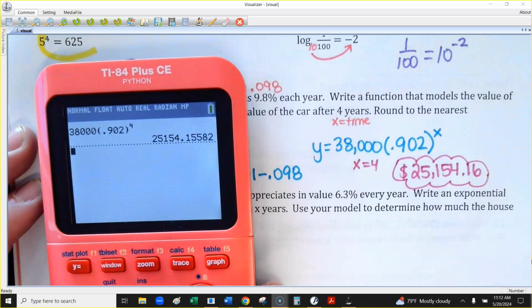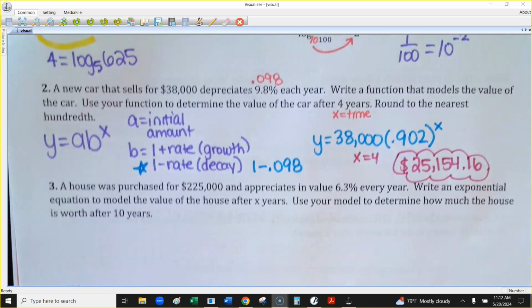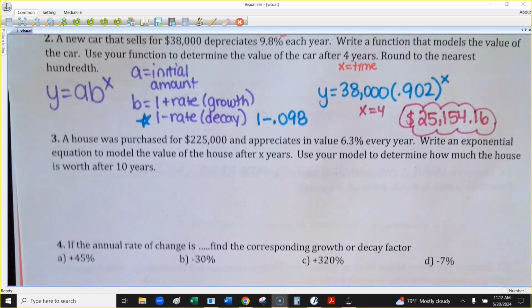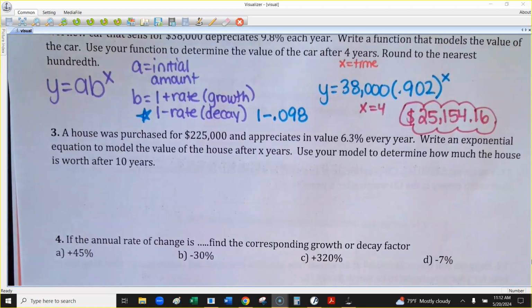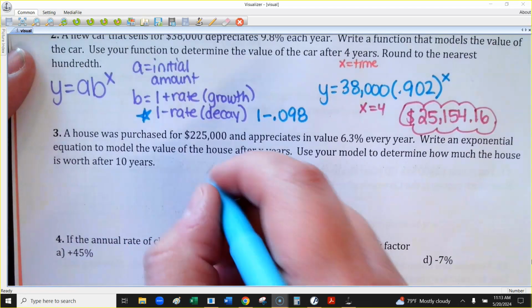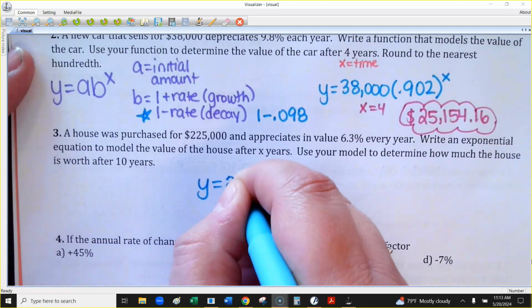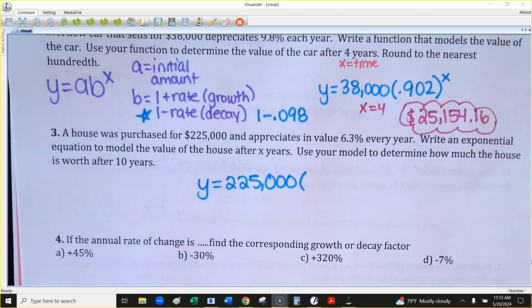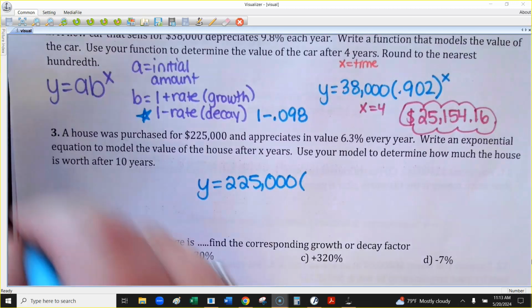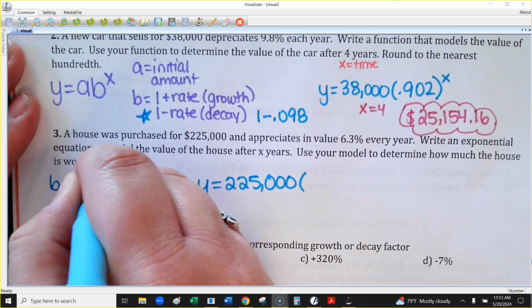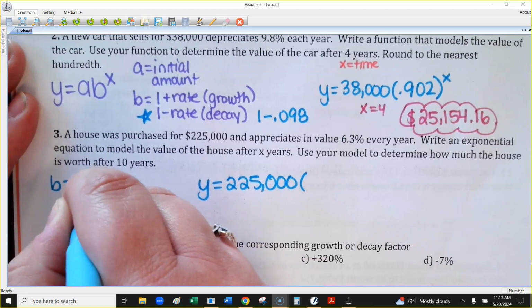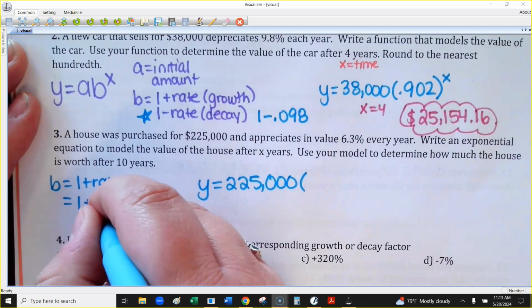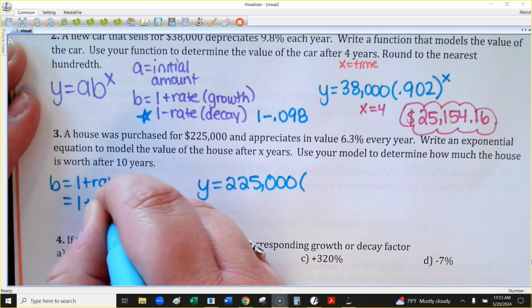All right. Now, this is almost the same question, but this one's not going to be decay. So it's growth. All right, so this says a house is purchased at $225,000. So that's the initial amount. This is usually true when you have real estate. So it appreciates, that means it increases in value. So b for this question is 1 plus the rate. So just don't forget you have to change that percentage to a decimal. It's just going to scooch the decimal over 2 spots.